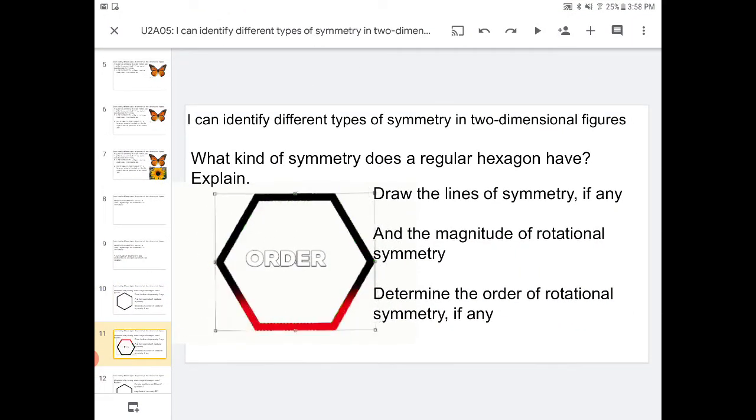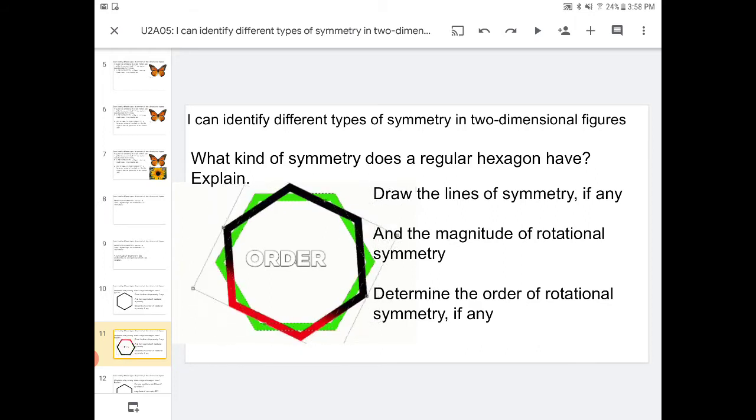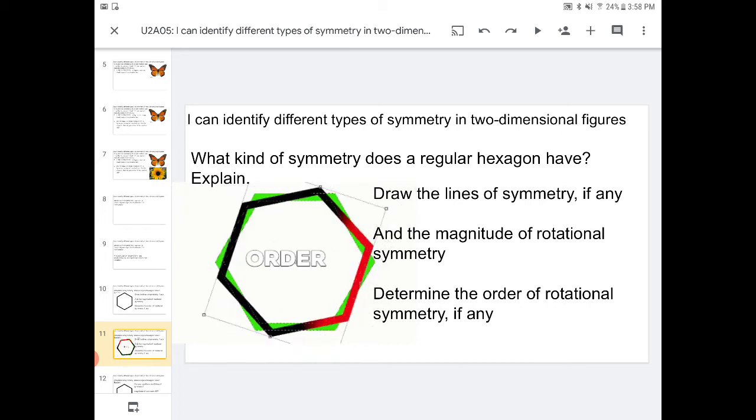What exactly is the magnitude of rotational symmetry? If you look at this, the question is asking: what is the angle measure to which we have to rotate this to get to the next point? So think about this for a moment. If you think the answer is 60 degrees, then you're absolutely right. We rotate this thing 60 degrees.